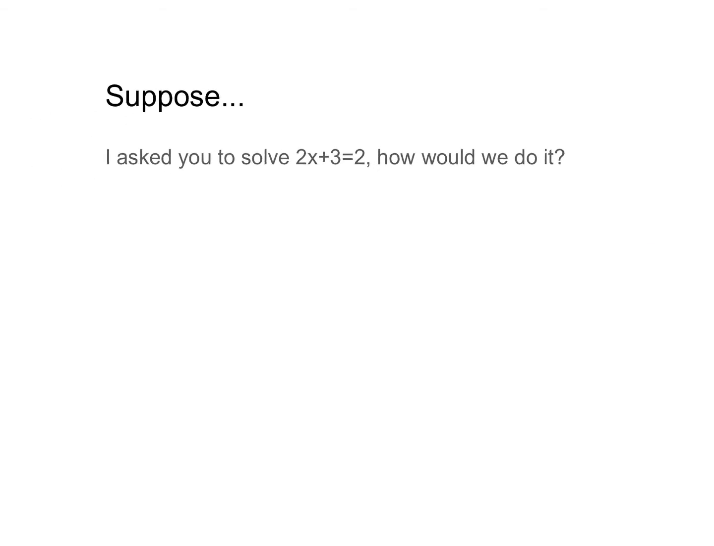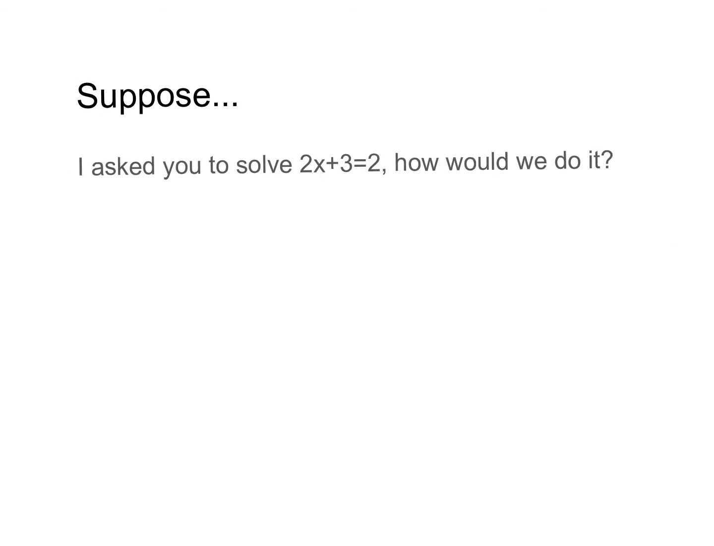Let's say, for instance, I asked you to solve the equation 2x plus 3 equals 2. Our first step would be to subtract 3 from both sides, such that we have 2x is equal to negative 1. We would then divide both sides by 2 to give us x is equal to negative 1/2.